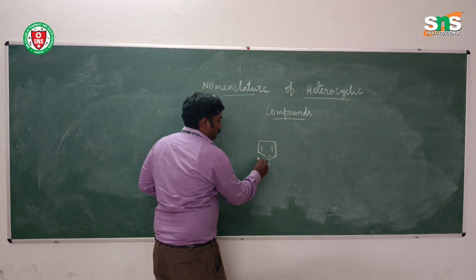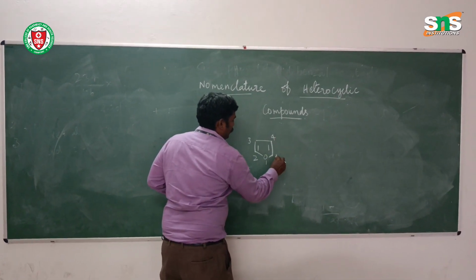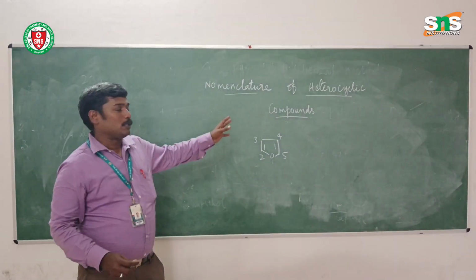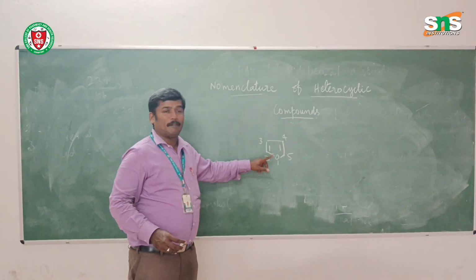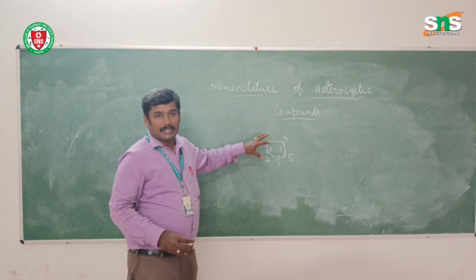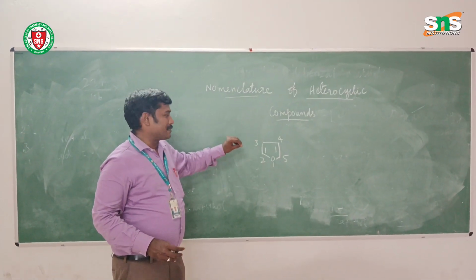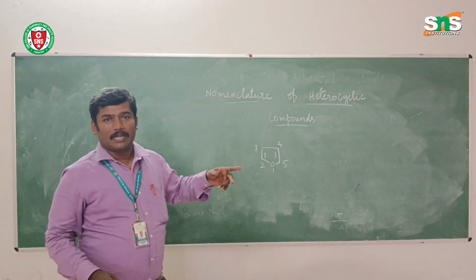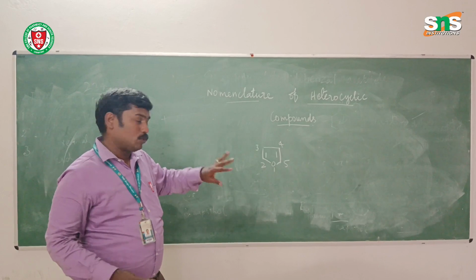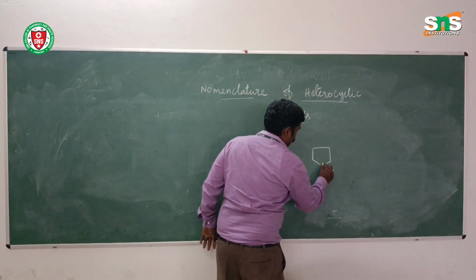So here we have to start the numbering first with oxygen, then we can give the numbering to the other atoms. So here we are giving the numbering to the oxygen, that is a heteroatom, first. So the heteroatom should get the least number. In case two heteroatoms are present, then we have to follow the same way. That is, for example, imidazole.